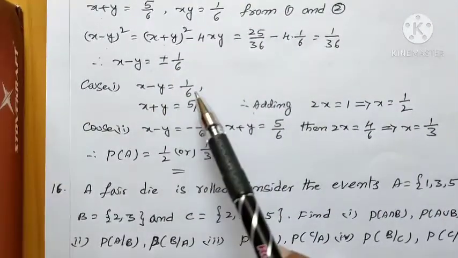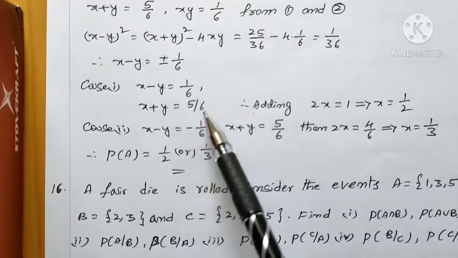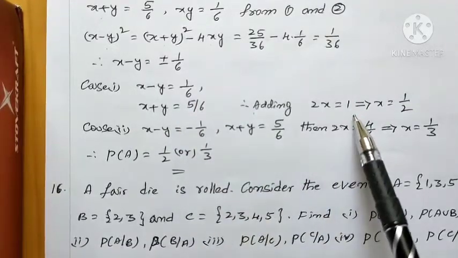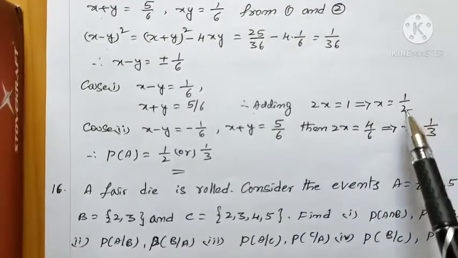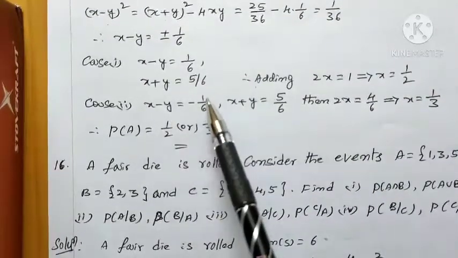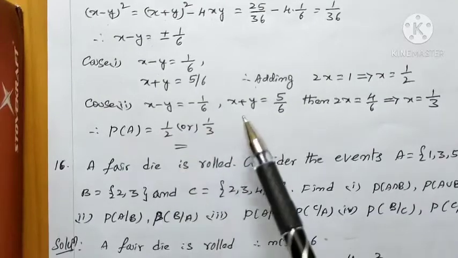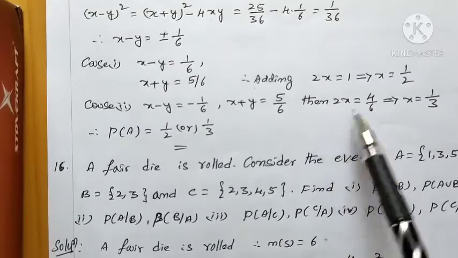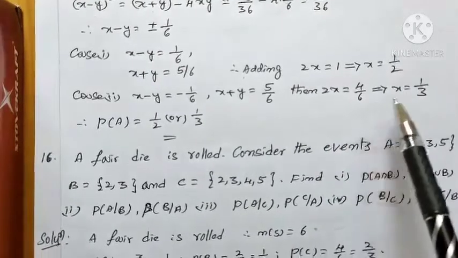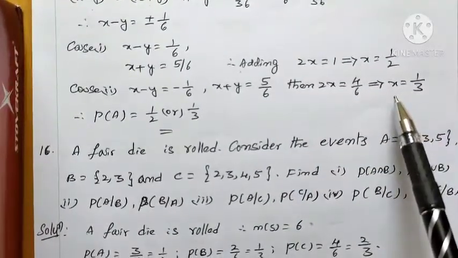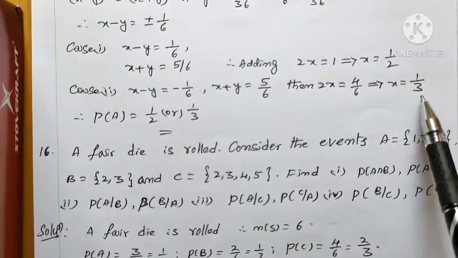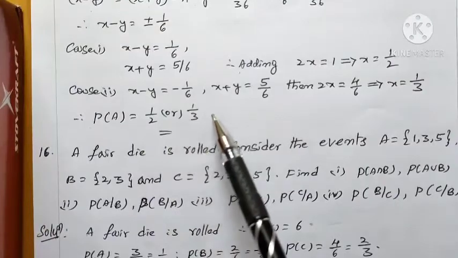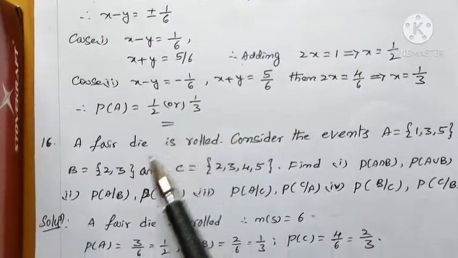Case 1. x minus y is equal to 1 by 6, x plus y is equal to 5 by 6. Adding these two, 2x is equal to 1, x is equal to 1 by 2. Case 2. x minus y is equal to minus 1 by 6, x plus y is equal to 5 by 6. Adding these two, 2x is equal to 4 by 6, that implies x is equal to 1 by 3. Therefore, P of A is equal to 1 by 2 or 1 by 3.